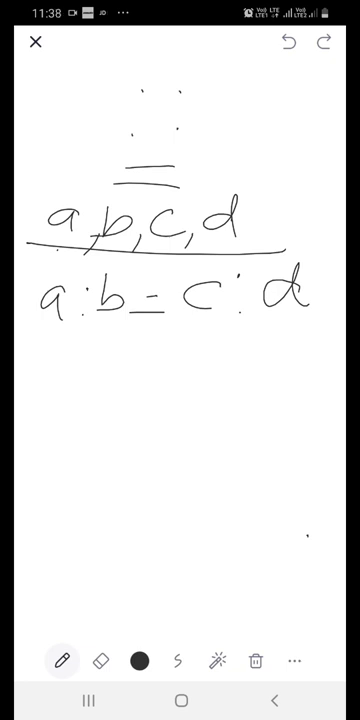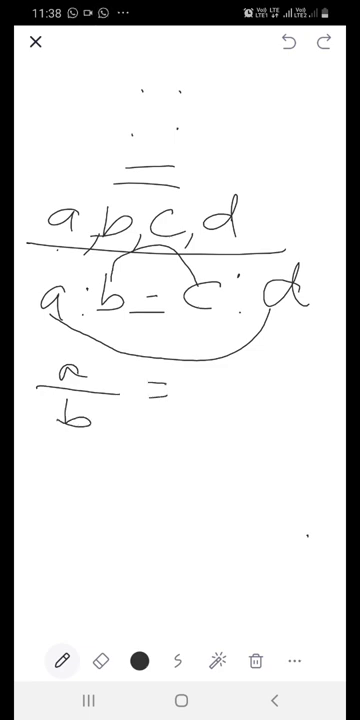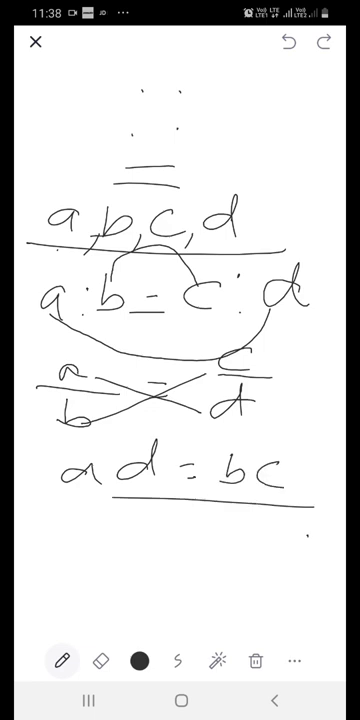Either you can use the formula which you have learned in the 6th, 7th classes, that product of means is equal to the product of extremes. Or you can write it in the form of division: A upon B is equal to C upon D. So then what does it become? AD is equal to BC after cross multiplying. And if we take the product of means, that is also BC. Product of extremes, that is also AD. So you can use it either way you want.